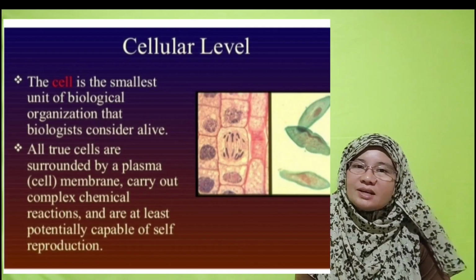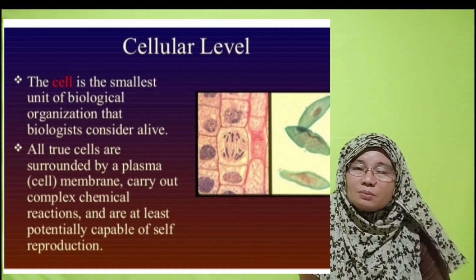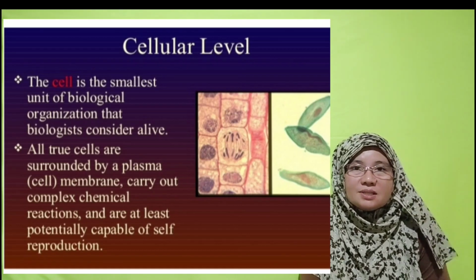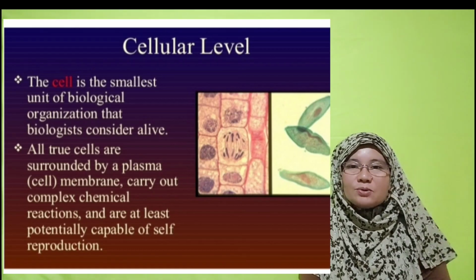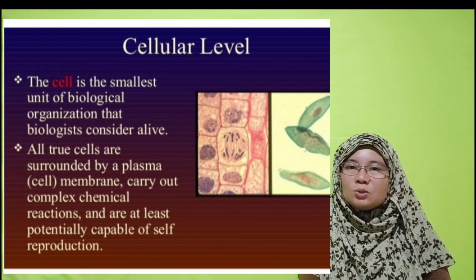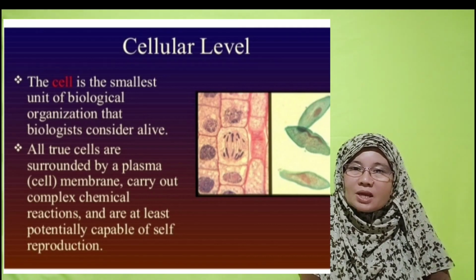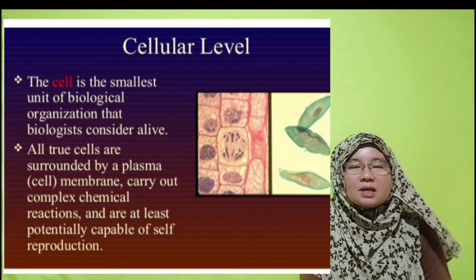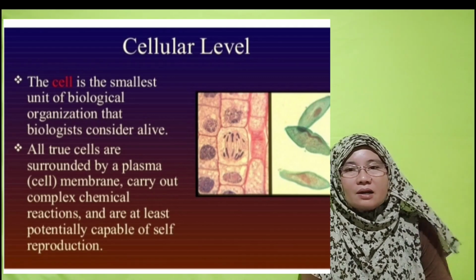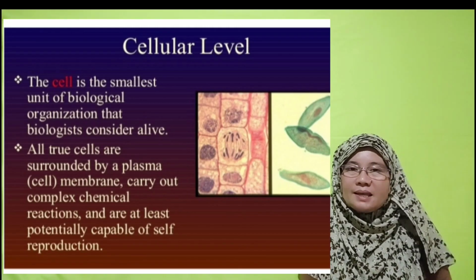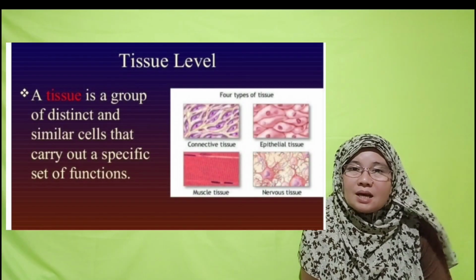At the cellular level, the cell is the smallest unit of biological organization that biologists consider alive. All true cells are surrounded by a plasma or cell membrane, carry out complex chemical reactions, and are at least potentially capable of self-reproduction. Okay, next we have the tissue level.